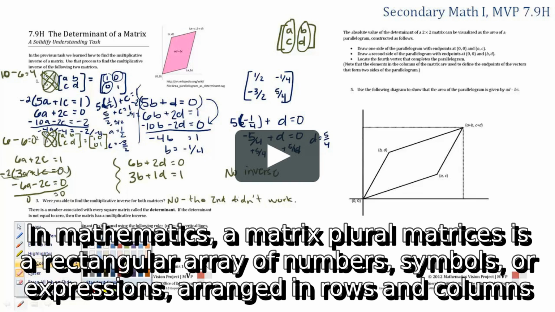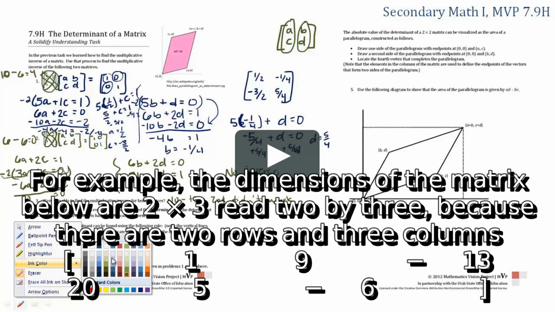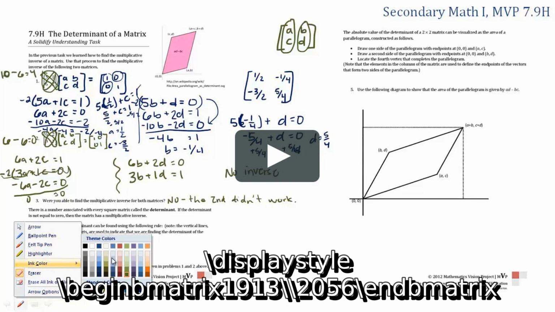In mathematics, a matrix, plural matrices, is a rectangular array of numbers, symbols, or expressions, arranged in rows and columns. For example, the dimensions of the matrix below are 2 times 3, read 2 by 3, because there are 2 rows and 3 columns. 1 9 minus 1, 3 2 0 5 minus 6. Display style begin matrix 1913 2056 end matrix.